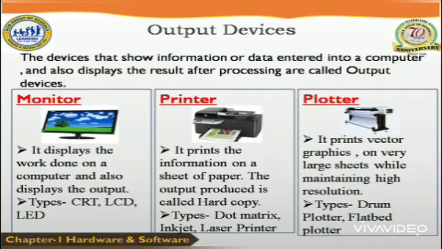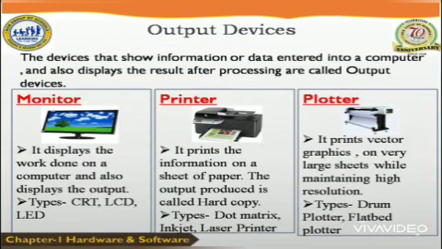So, students, the last topic of today's video is output devices. The devices that display the result after processing are called output devices. For instance, monitor, printer and plotter. Monitor. Monitor displays the work done on the computer screen, and it also displays the output. Its types are CRT, LCD and LED.